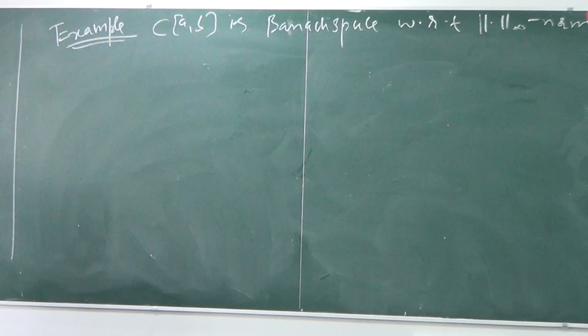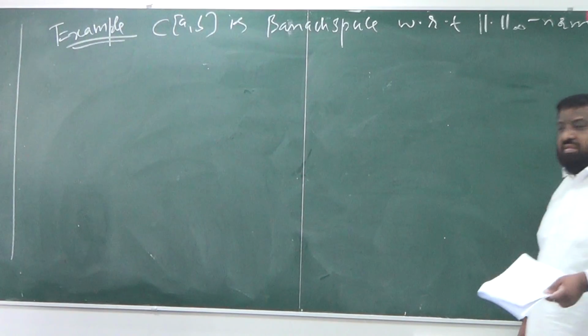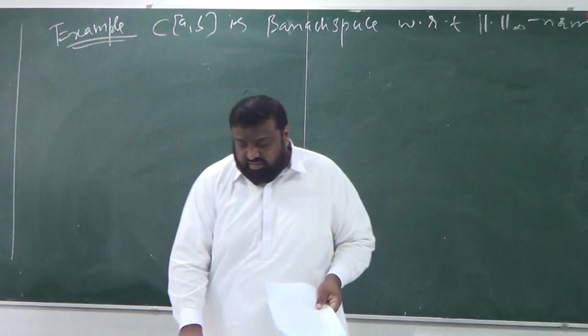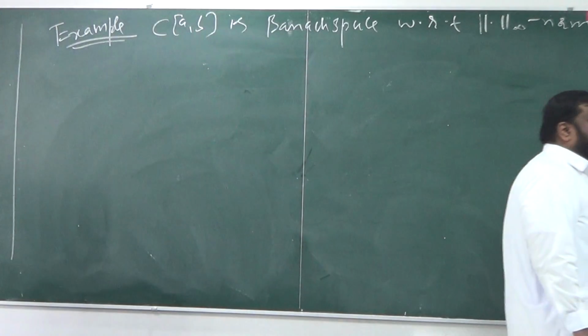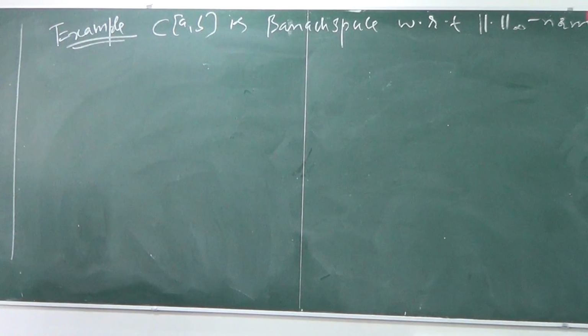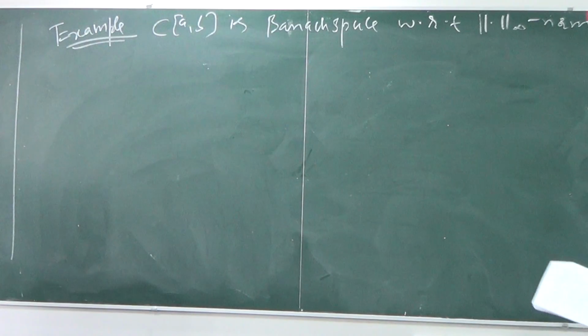So, if I say that some space is complete, we must ask with respect to what topology. It's not just that it's complete in general. Convergence is topology dependent, and it depends on what norm you have there, what metric you have there.